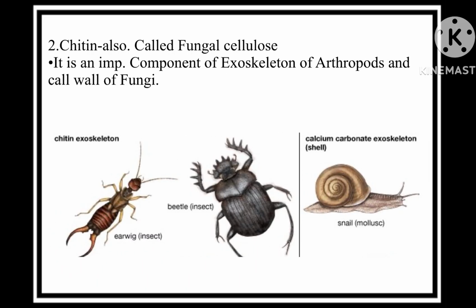Now we have chitin, also called fungal cellulose. It is the second most abundant carbohydrate or organic compound found in nature. It is a homopolymer or linear polymer of NAG, which means N-acetyl glucosamine, where N stands for nitrogen. So it means there is a huge content of nitrogen in chitin. Chitin is an important component of the exoskeleton of arthropods or the cell wall of fungi, which means if you add calcium carbonate, CaCO3, to it, it will become the exact structure of arthropods or fungi.